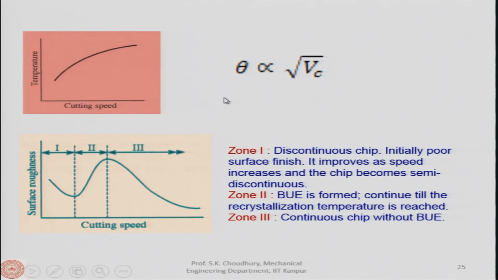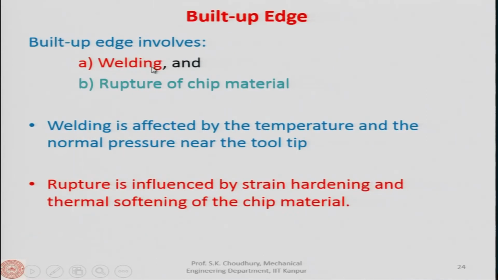So, once again, at this temperature it will be welded, and since the temperature is increasing as the cutting speed is increasing, it will then be ruptured. So, therefore, the welding is affected by the temperature and the normal pressure near the tool tip, which is very high. But the rupture once again is influenced by the strain hardening and the thermal softening of the chip material.